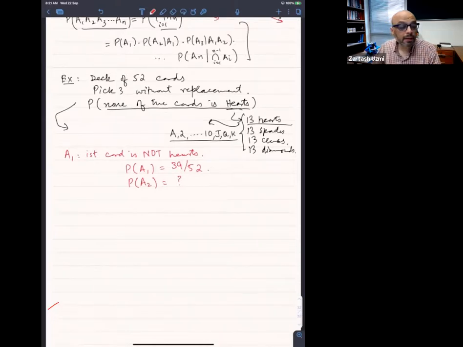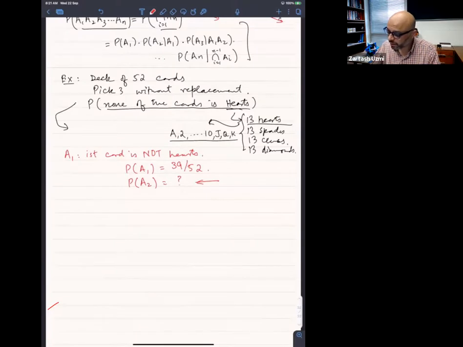What is the probability of A2? Now, this is a trick question. We may not need it for solving this problem. But what is the probability of A2? The probability of A2 is that the second card is not hearts. It really depends upon whether the first card was a heart or not.